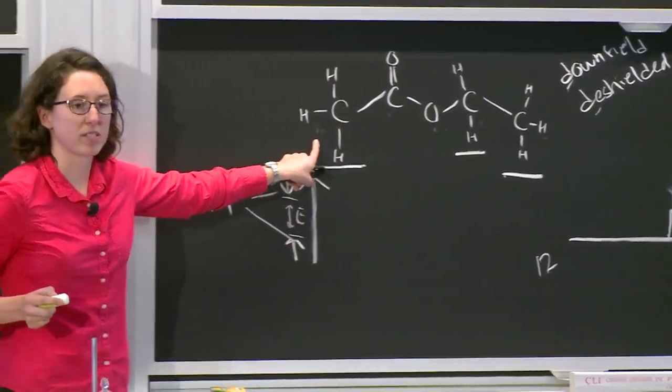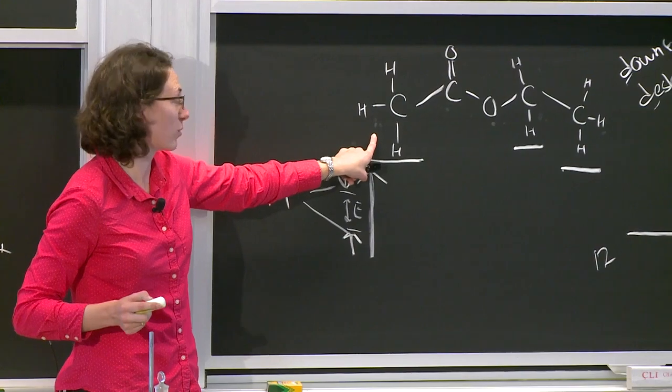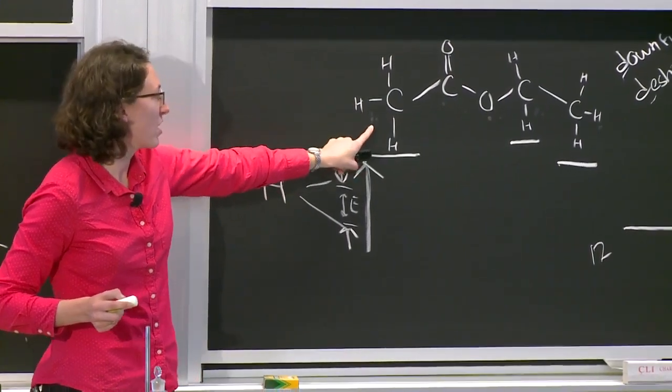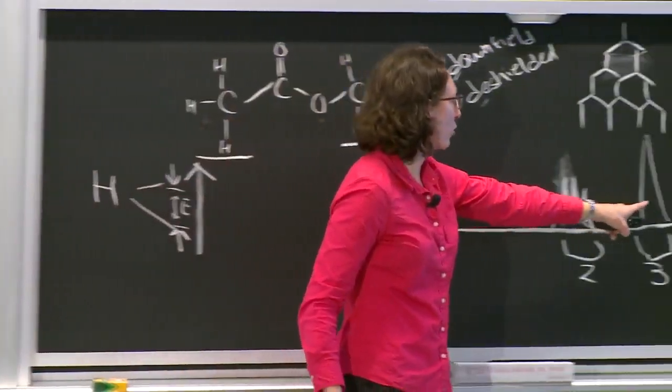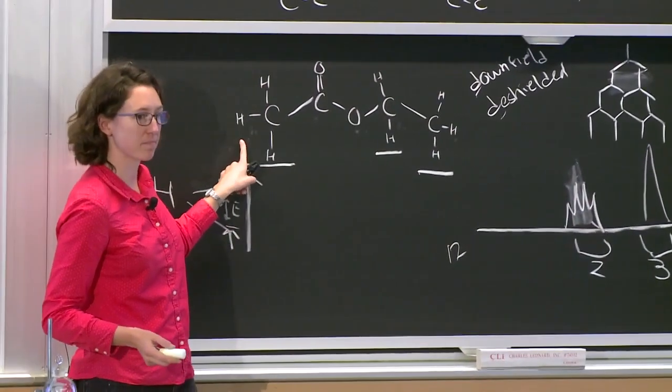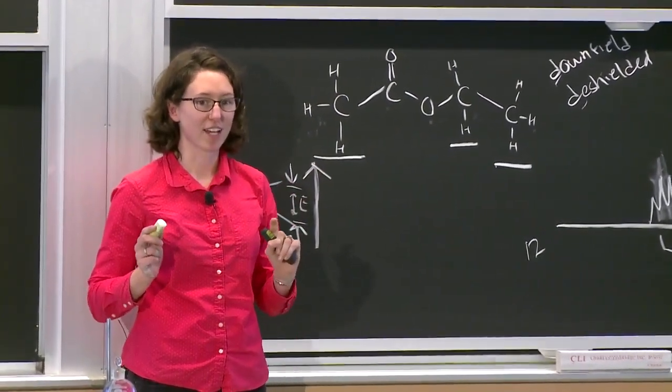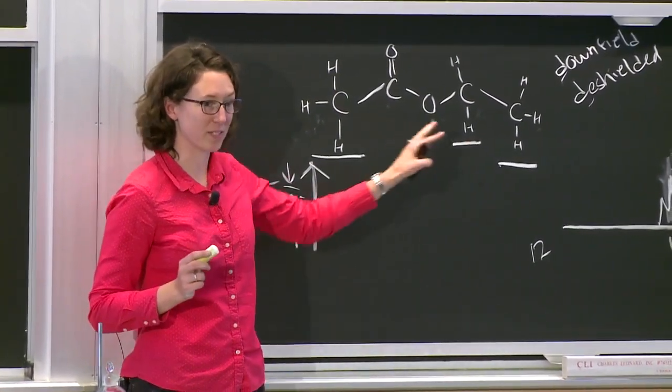How many proton neighbors does this have? None. So will this get split? No. So this will stay as a singlet, one single peak, because it does not have any proton neighbors. Does anyone have any questions about where all of this came from?